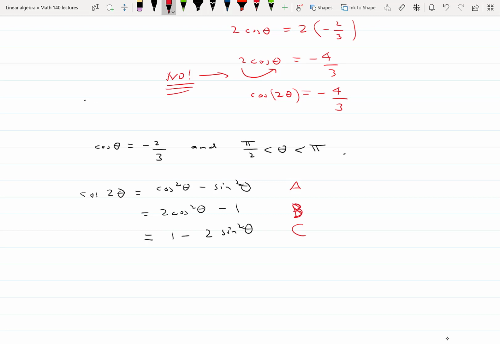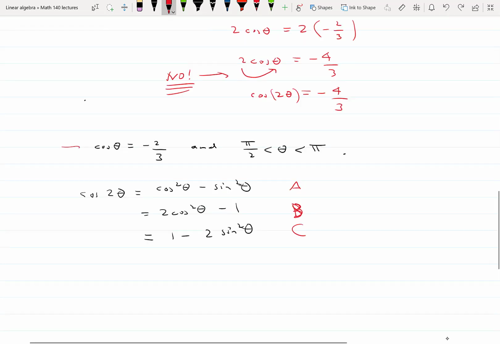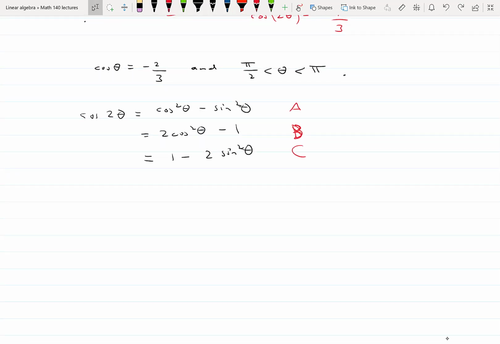Why? What are we given? We're given some information about the cosine of theta. So why not use an identity that involves cosine of theta? In fact, that's a really powerful rule of thumb. Try to use a formula that involves the stuff that's given. You can't always do that.